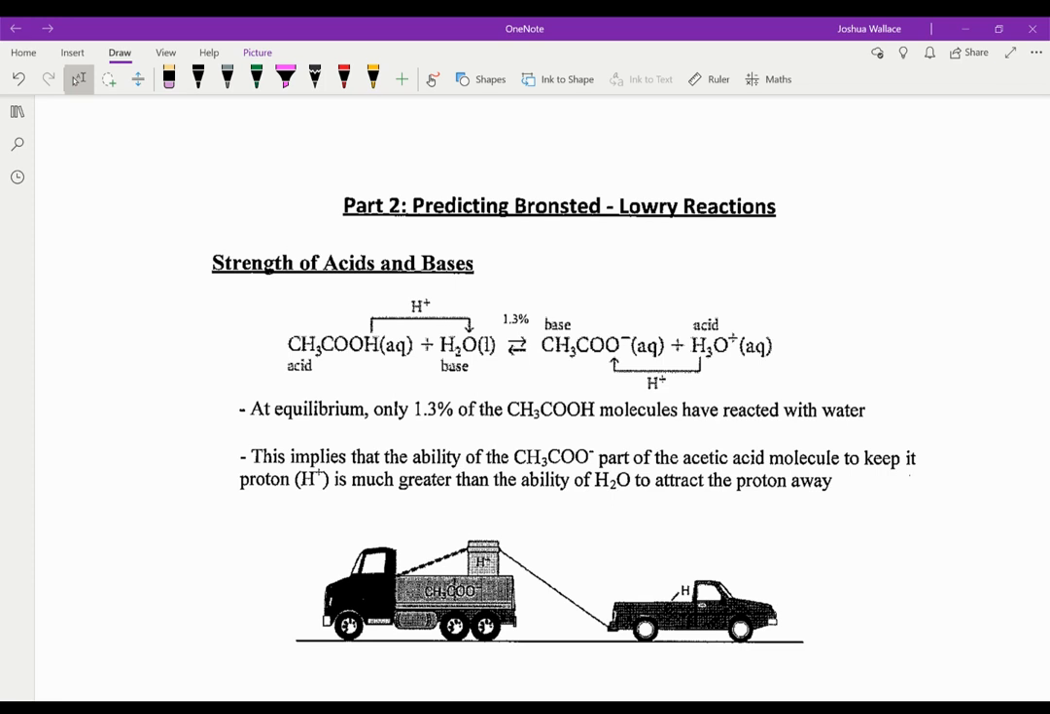Hello, everybody. We're going to be looking at part 2 here, which is predicting Bronsted-Lowry reactions. So we're going to look a little bit at the strength of acids and bases. Here we have the reaction of CH3COOH reacting with H2O, which we have an amount of 100, and this reaction goes to 1.3%, which means of the base, we're going to get 1.3%. At equilibrium, only 1.3% of the CH3COOH molecules have reacted with water.